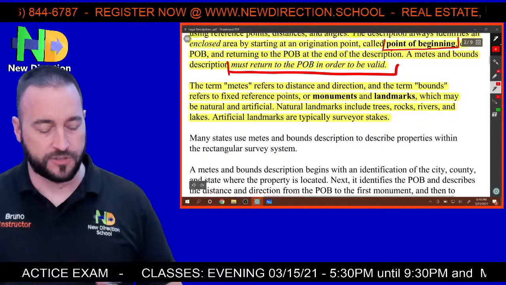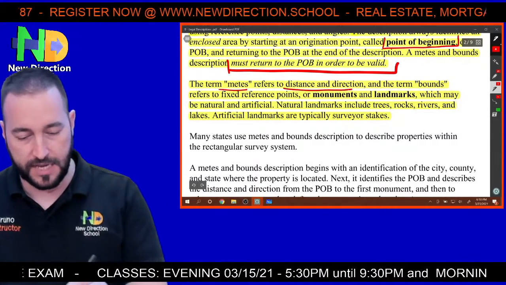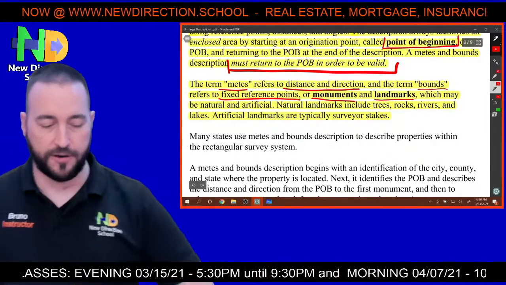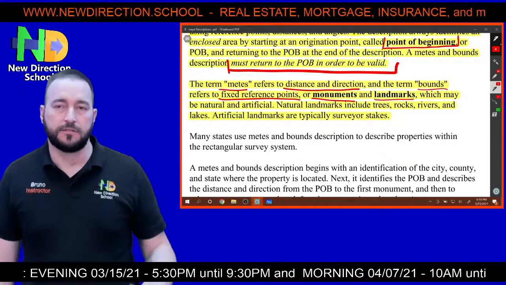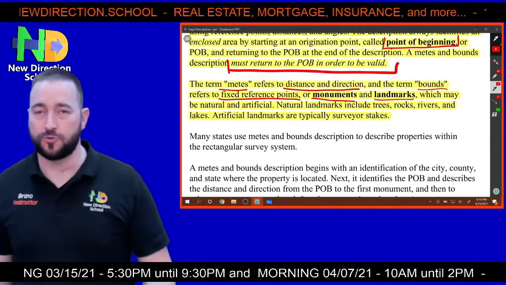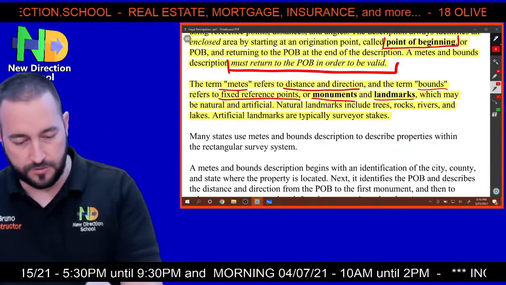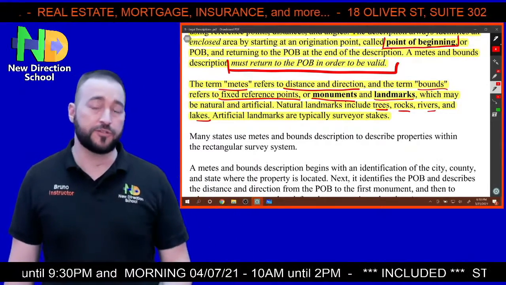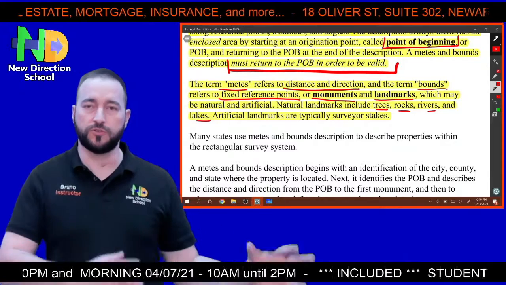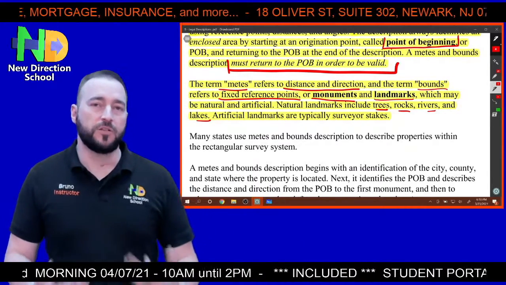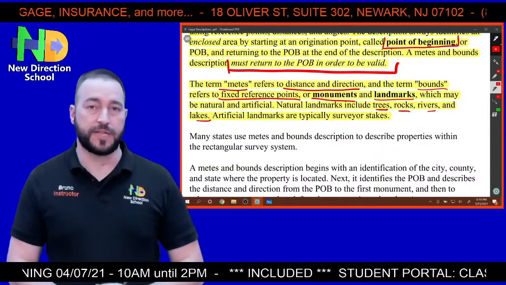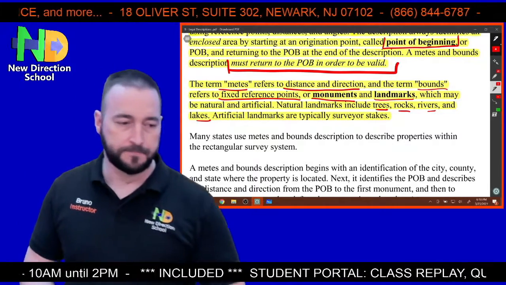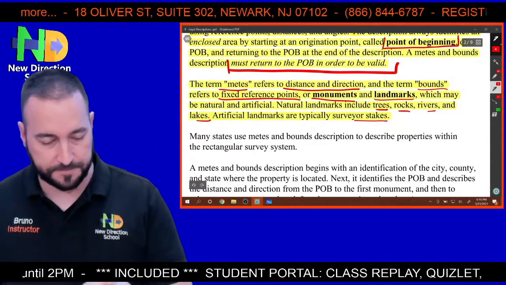The term meets refers to distance and direction, and the term bounds refers to fixed reference points called monuments or landmarks. Back in the day, we would use natural landmarks, which could be trees, rocks, rivers, and even lakes. Nowadays, we use artificial landmarks. Some descriptions still use the old way because they've never been updated, but newer descriptions include surveyor stakes. A surveyor will mark the ground to say, hey, this is where the property ends. These are called surveyor stakes.